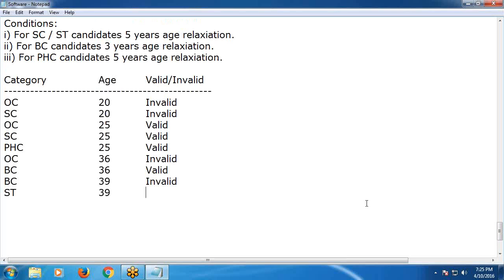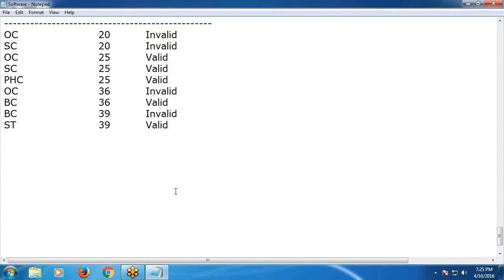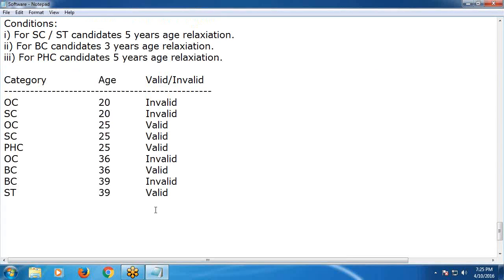Krishna Chaitanya, valid. Valid. Paramita Rai, did you join? Okay, Paramita. 39. Observe Krishna Chaitanya. 39 BC invalid, but ST valid. 36 BC valid, but 36 OC invalid.